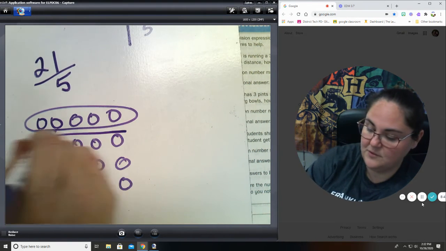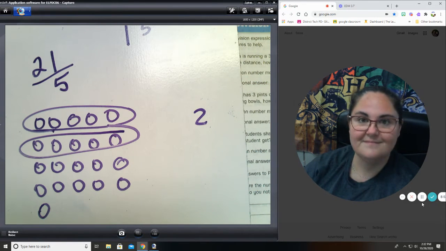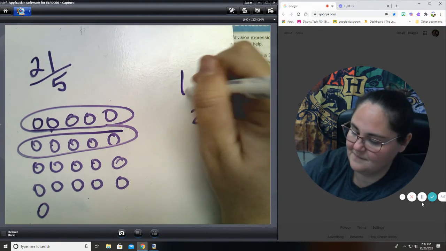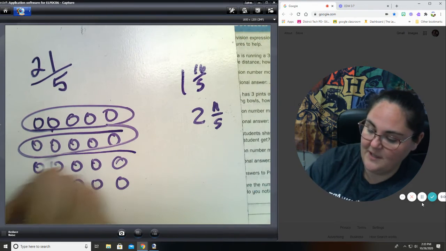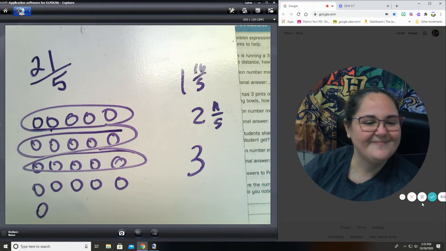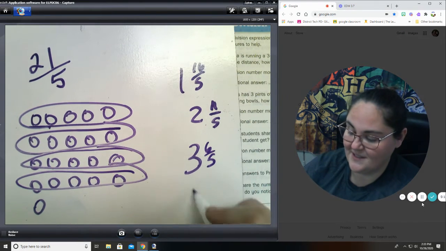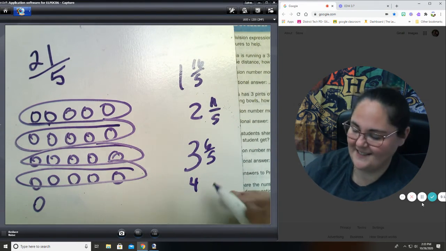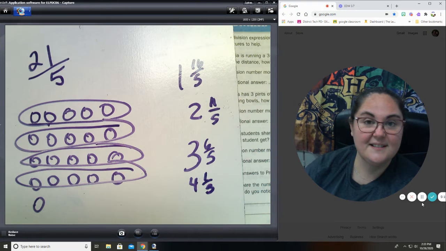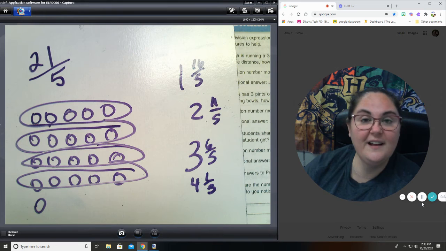Let's do another one. So 2 wholes. How many fifths are left? 11. Do another one. Push them together. 3 wholes. How many fifths are left? Do my last one. 4 wholes. How many are left? This is another way that you can do this. This is another way that you can show me your answer.